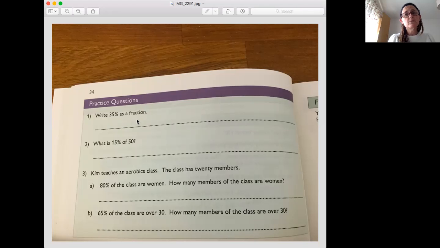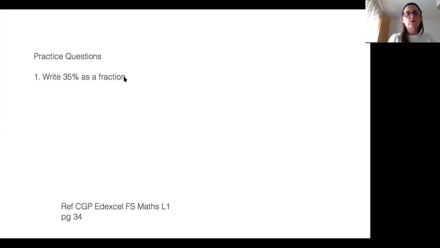So this is asking you some different things in a way to what we just asked before, but the answer is in part of what we've done before. So let's go to the whiteboard and let's look at this question. Okay, write 35% as a fraction.